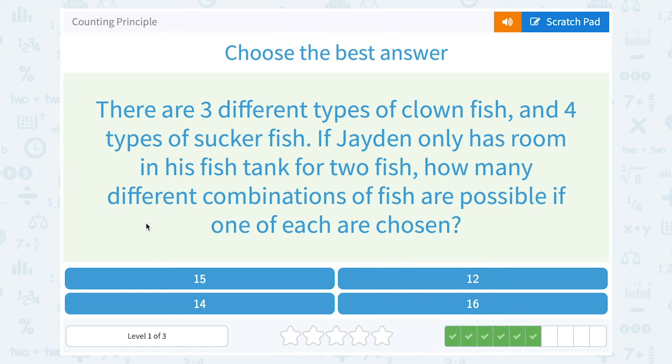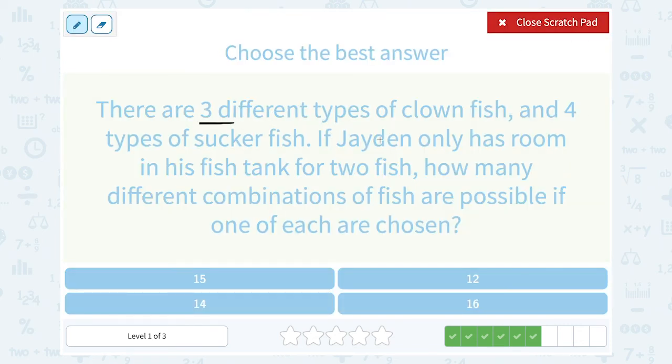There are 3 different types of clownfish and 4 types of suckerfish. If Jayden only has room in his fish tank for 2 fish, how many different combinations of fish are possible if one of each are chosen? Okay, well, he has 3 different things he can choose for the clownfish and 4 different types he could choose for the suckerfish. And he's choosing one of each, so we want to see how many combinations we can make of those 2 types of fish. Well, there's 3 possibilities for clownfish and 4 for suckerfish, so we're going to multiply that together, and there's 12 different combinations he can make of those 2 types of fish.